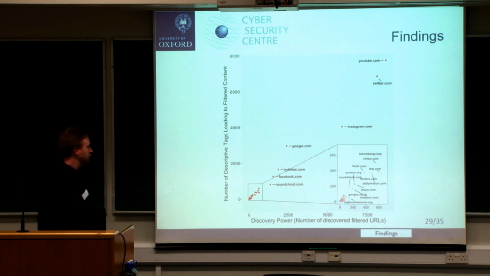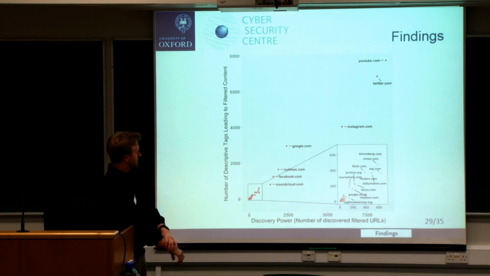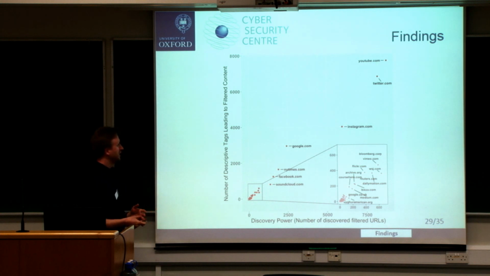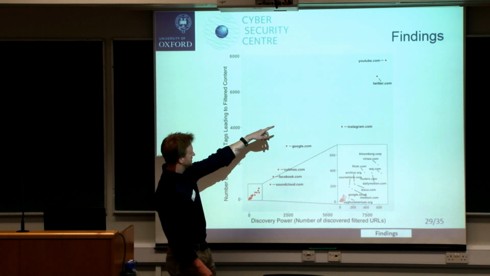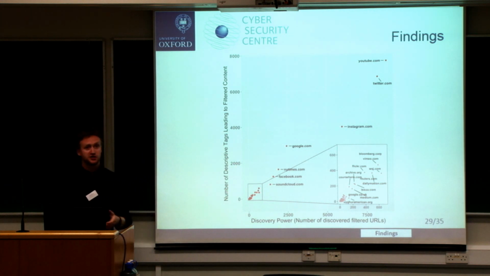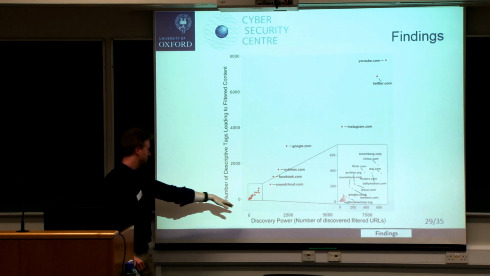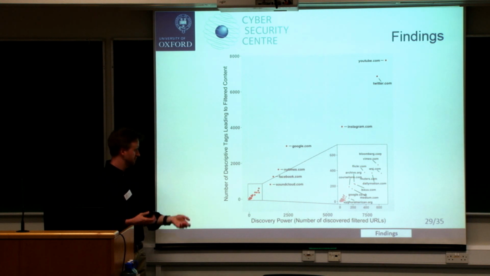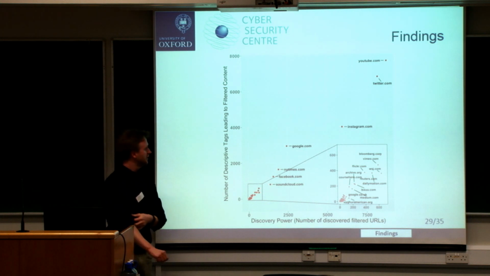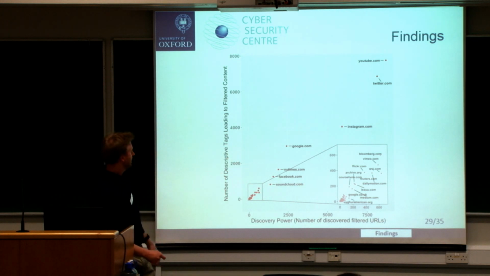When going through this process, we thought it'd be interesting to look at what we call the discovery power of a domain. This slide is quite boring, but makes a point. Look at YouTube, Twitter, Instagram. These are pages that have got a lot of content on. Let me explain. Along the y-axis, we've got the descriptive tags on these pages, leading to filtered content. And on the x-axis, we've got the discovery power, which is the number of filtered URLs found by those tags. As you can see here, this is quite linear. And the reason is because these are big websites with a lot of content on, so it's unsurprising.